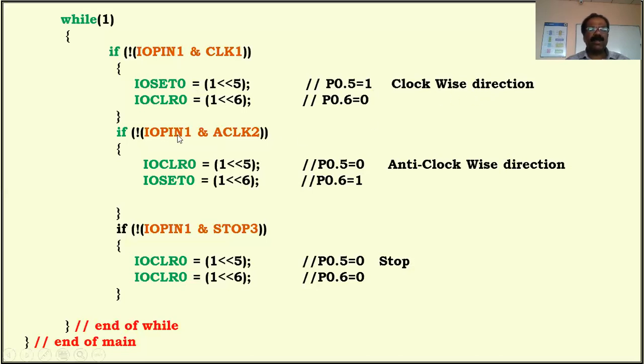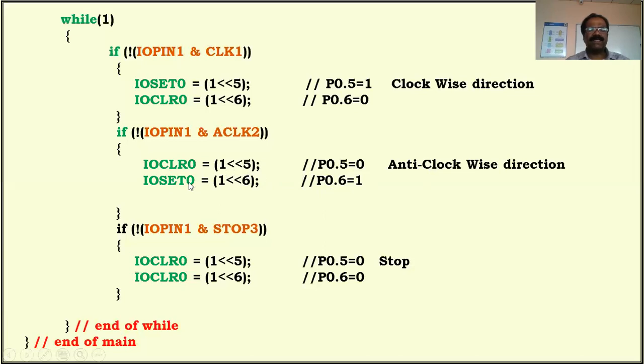Suppose switch S2 is pressed. By that time this becomes low, 0. Low into 1, that is high, the whole thing becomes low. It's logical multiplication. Therefore low means false, not false becomes true. Then it's going to execute this particular statement. That means we are making P0.5 low by executing the IO clear register, and we are making P0.6 high by executing this particular statement. Therefore, it starts rotating the motor in an anti-clockwise direction.